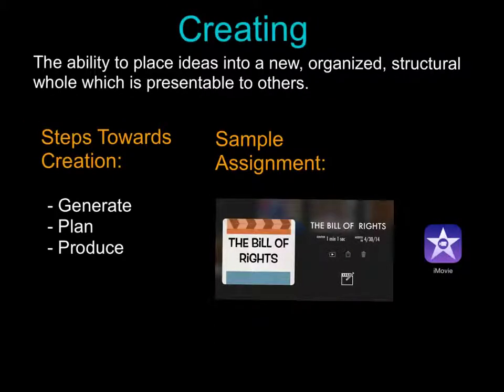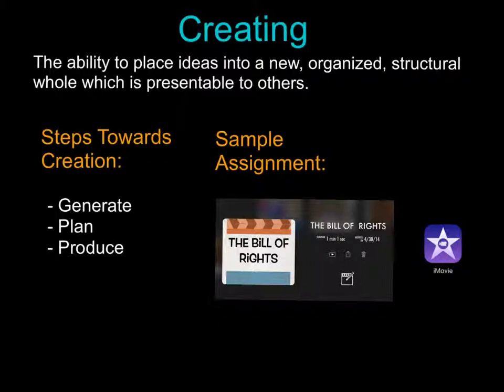The last and highest cognitive learning objective is creating. Creating is the ability to place ideas into a new, organized, structural whole which is presentable to others through generating, planning, or producing. To end my lesson on the Bill of Rights, I will have my students collaborate together to create a script and movie to demonstrate the importance of the Bill of Rights. For each amendment, they will create a scene which shows a citizen practicing their right and another showing what it would be like if that right was taken away.